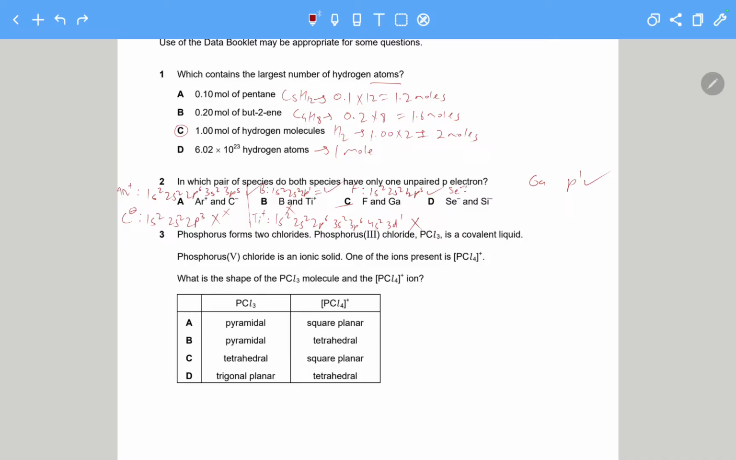Then selenium negative. Selenium is in the same group as oxygen, so essentially selenium negative will have the same configuration as oxygen negative, and that will be p5. You can check this for yourself. And this has only 1 unpaired electron because it's 5 out of 6 in the p. And then Si negative will have the same electronic configuration as the C negative that we did in option A, because silicon is in the same group as carbon. We saw that carbon negative does not have only 1 unpaired p electron, so the same applies for silicon, and therefore we will cross this out as well, and the correct answer has to be C.